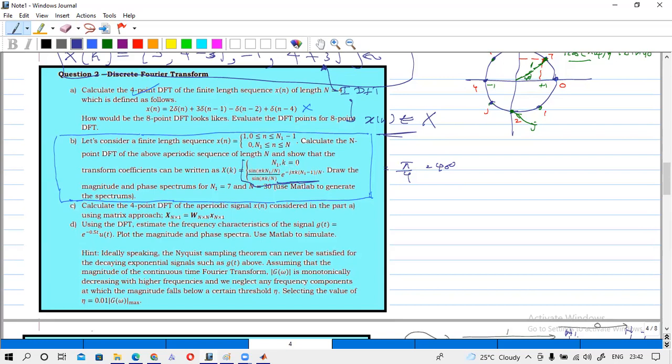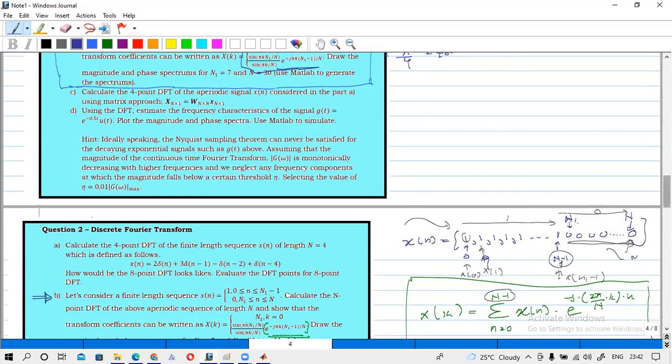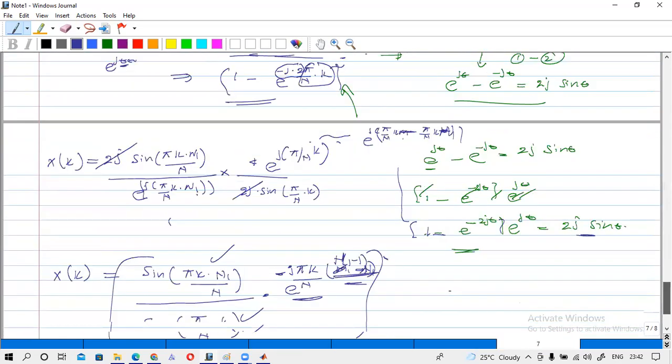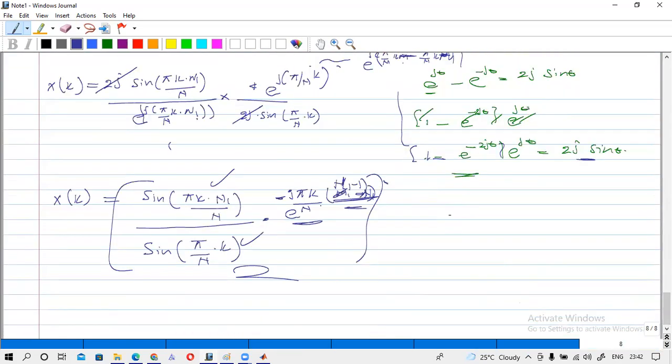And k is equal to 0 in 1. So k is equal to 0. This will be n1. I think that is okay. No? So you can apply k is equal to 0 here. If you apply k is equal to 0 here.